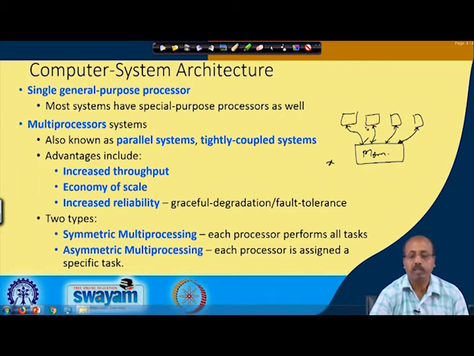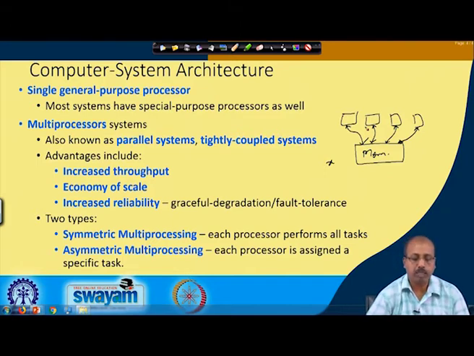But that may or may not happen, because when a number of processors are trying to access memory, there will be contention in the memory access. So that way it may not be possible. And reliability is improved definitely, because if one processor fails, some other processor can take up the job.